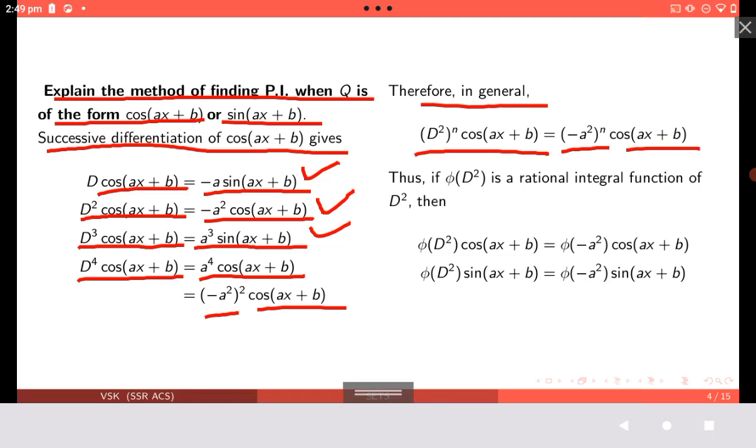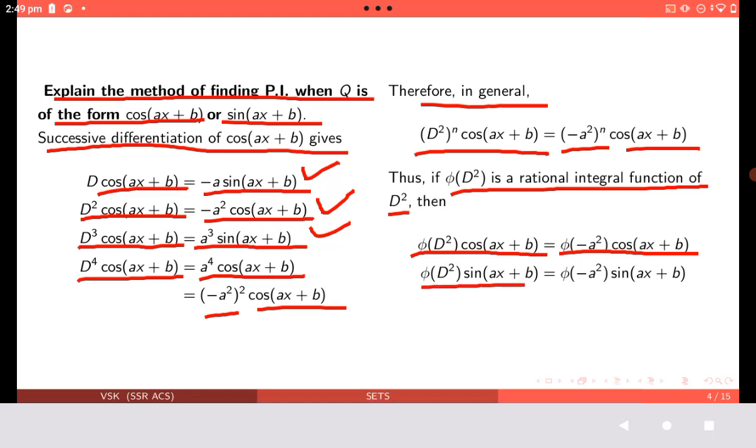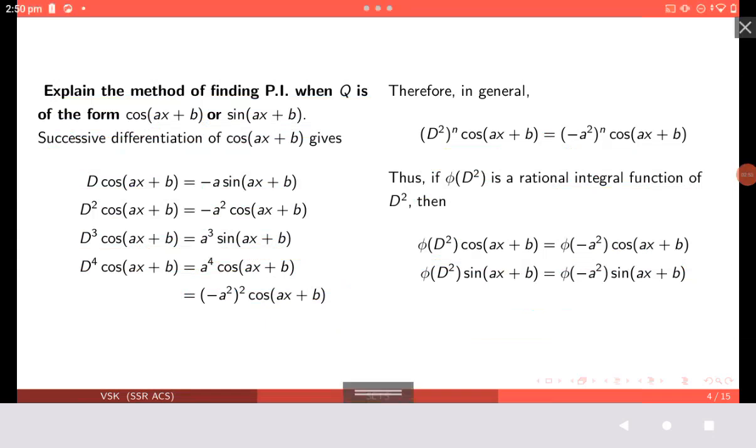Thus, if phi(D squared) is a rational integral function of D squared, then simply we have phi(D squared) cos(ax + b) is equal to phi(minus a squared) cos(ax + b), and phi(D squared) sin(ax + b), same way with the sine, is phi(minus a squared) sin(ax + b). That is what we have to do. We have to simply replace this D squared with minus a squared in this case.